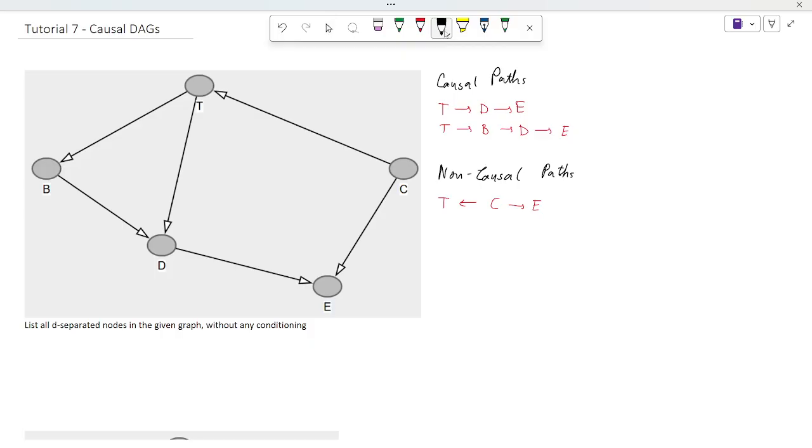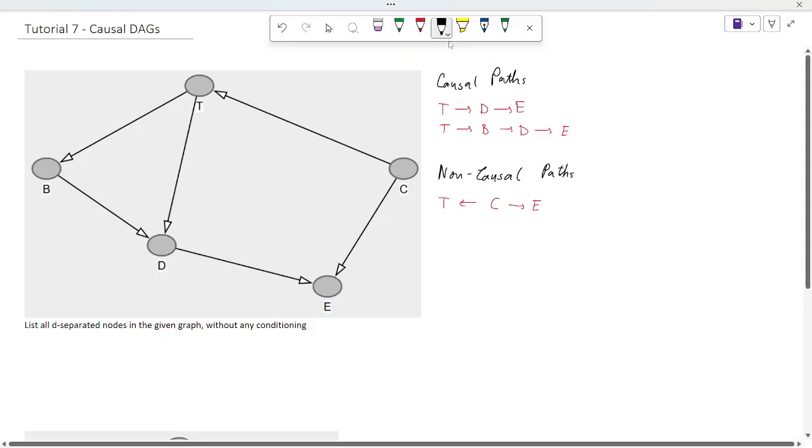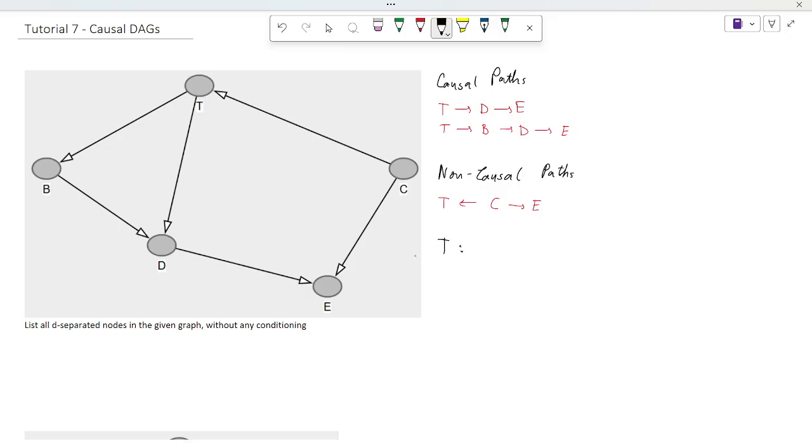All right. So it's hard if you have to list all of them initially. So I'm going to start with a few pairs. Let's suppose I want you to first check which nodes are d-separated with T. And I have to check every single node. So I have to check B, D, E, and C.